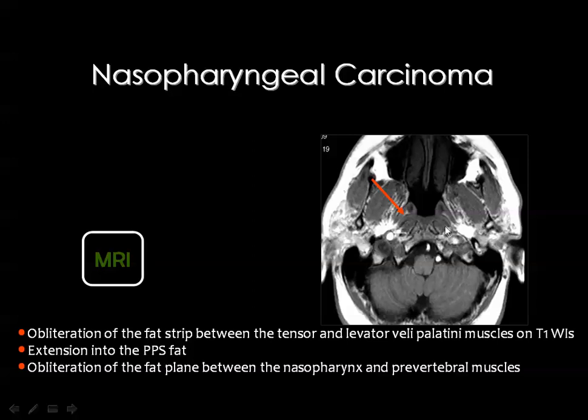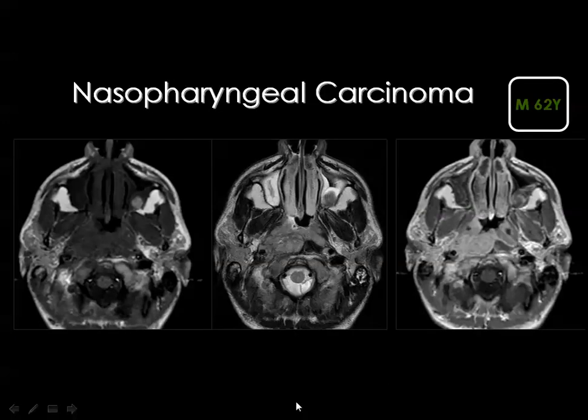You remember that the torus tubarius is formed of two muscles, which are the tensor and the levator veli palatini muscles. These muscles are separated by a high signal fat because this is a T1 weighted image. The earliest sign of nasopharyngeal carcinoma by MRI is obliteration of this fat plane, meaning that there is a mass infiltrating the torus tubarius and obliterating this fat plane between the two muscles. But if the mass is large, you can appreciate the presence of the tumor.